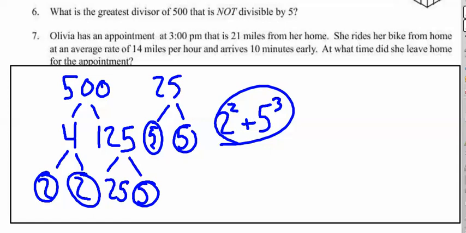All these factors of 5 are going to be divisible by 5, so we know that that's not going to work. So we're left with 2 and 4, and 4 is greater than 2, so we know the answer is going to be 4, and 4 works because 2 squared is 4.